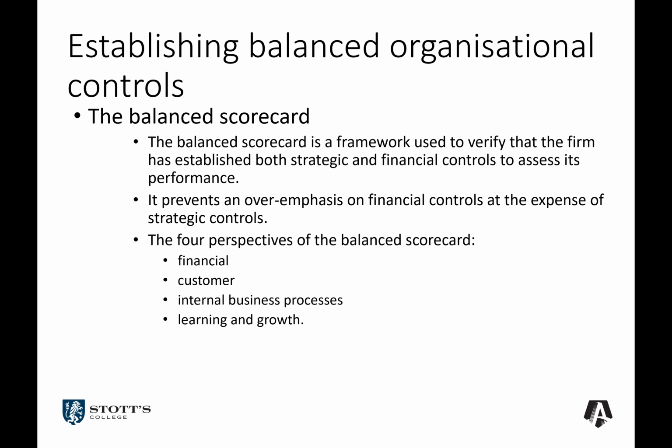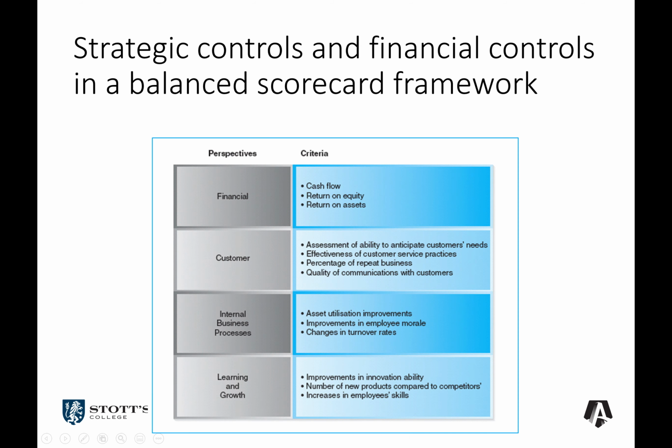The balanced scorecard is a framework used to verify that the firm has established both strategic and financial controls. The 4 perspectives in the balanced scorecard are financial, customer, internal business processes, and learning and growth. Learning and growth and internal business processes, both of those can be linked to innovation. So what are the types of criteria that a strategic leader would put in place as part of the strategic action of establishing balanced controls? Financial controls could be things like cash flow, return on equity, return on assets.